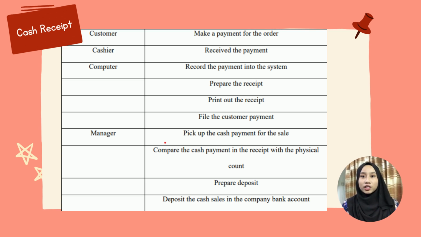The transaction of cash receipt will start with the customer making a cash payment to the cashier. Then the computer will record the payment into the system, prepare and print out the receipt, and file the payment into the customer payment file. Next, the manager will pick up the payment and compare it with the receipt. Lastly, the manager will make a deposit to the bank.